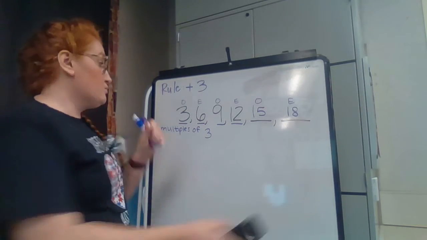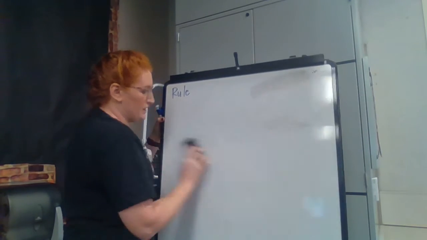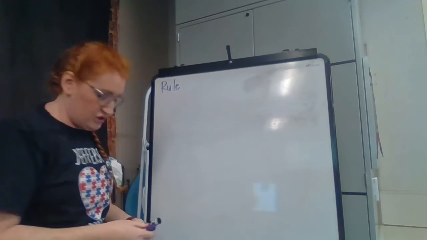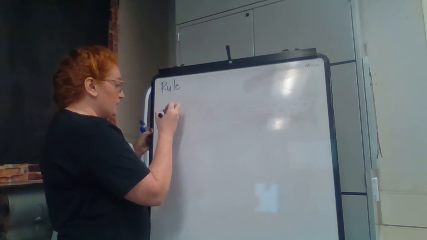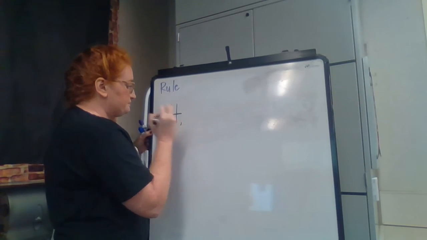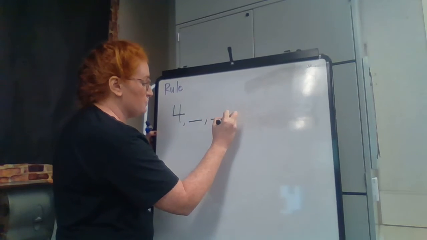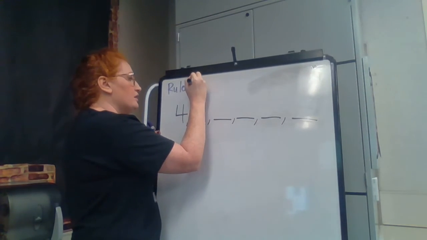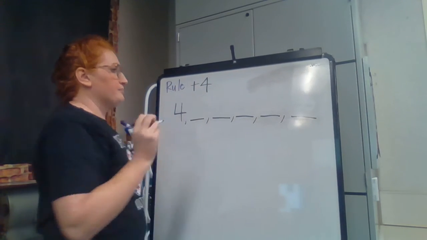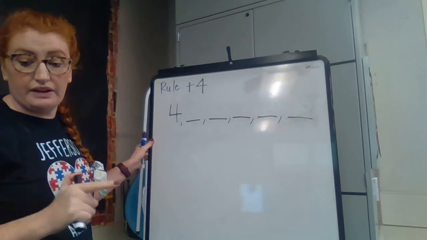Now we're going to do one more. And I'm going to give you the rule, and I'm going to give you the starting number, and I want you and your teacher to figure out what it is. So the first number in our sequence is 4. Now I want you to figure out the next 5 numbers, 1, 2, 3, 4, 5, with a rule of plus 4. So take a minute with your teacher, and I want you guys to figure that out.